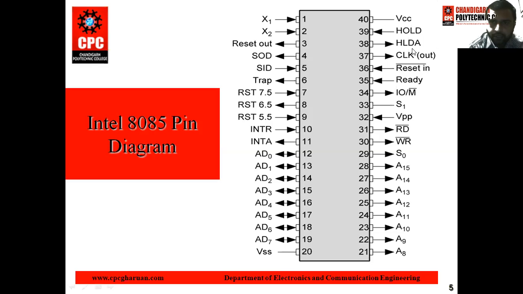Next are the hold pin and the held pin. Pin 29 is the hold pin and pin 28 is the held pin. The function of hold and held is that these are the DMA control pins. The function of DMA control is to transfer a large amount of data. DMA is a peripheral device.